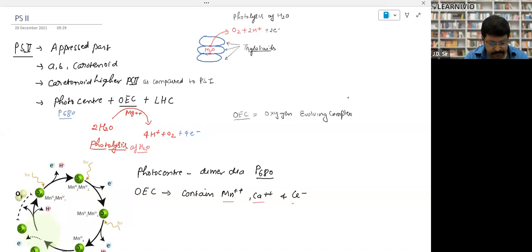Next point. Photocenter is made up of a dimer of chlorophyll A molecule. Dimer means two. A dimer of chlorophyll A molecule called P680.